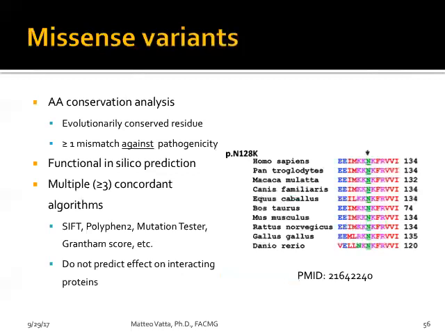When we have missense variants, it is also complicated. We need to know if the variant is conserved among the different species. We have prediction software, but those programs have errors that are intrinsic to their algorithms. There are multiple software tools that can be used, each with pros and cons. But again, they don't predict effects on interacting proteins.